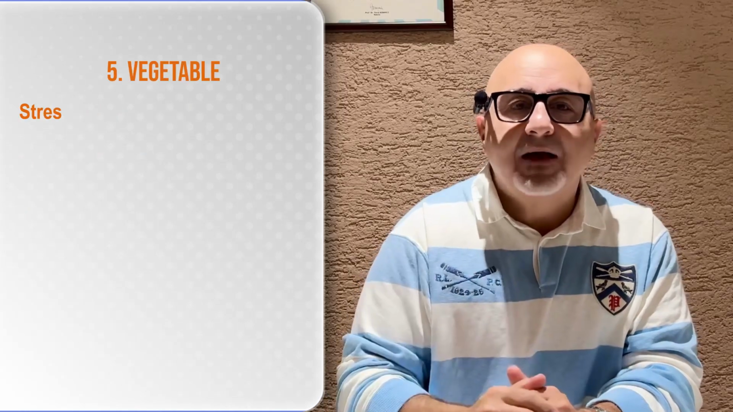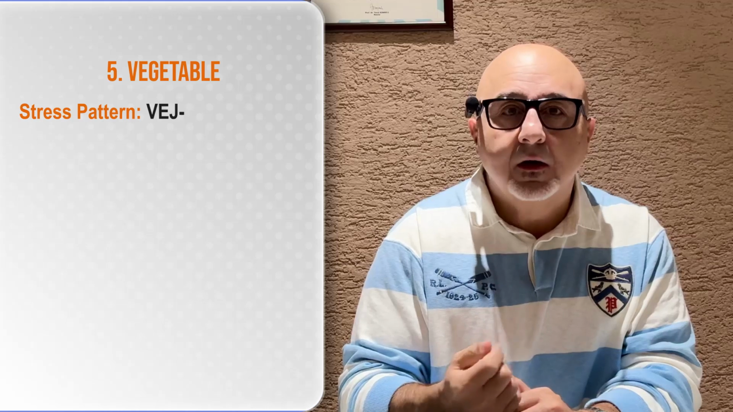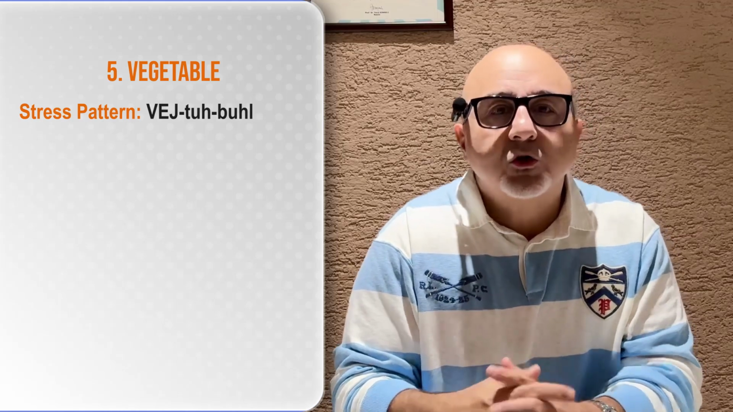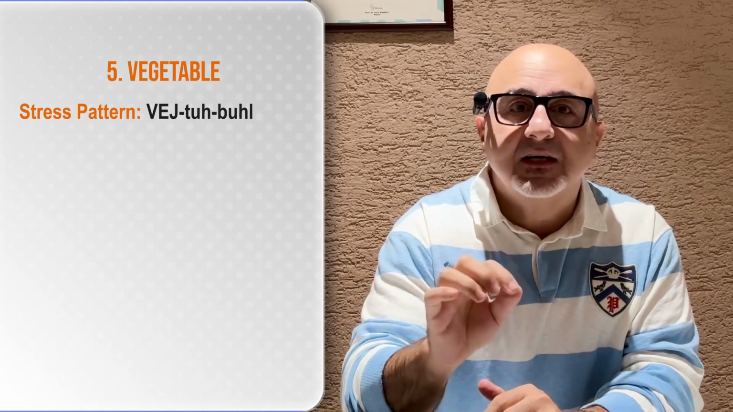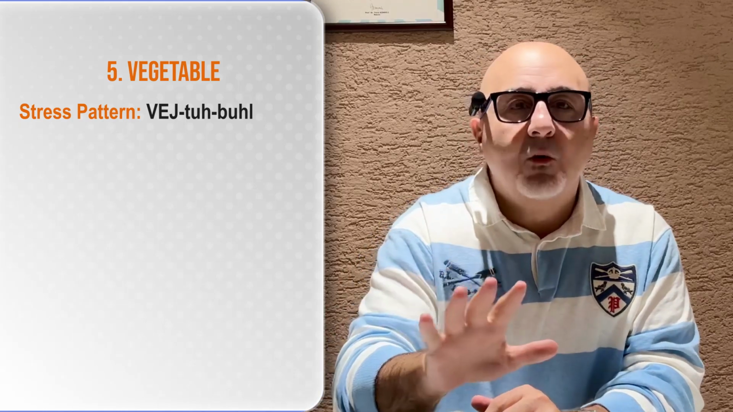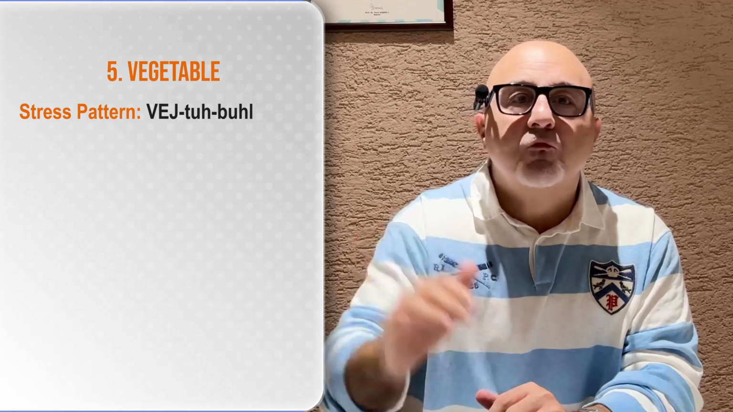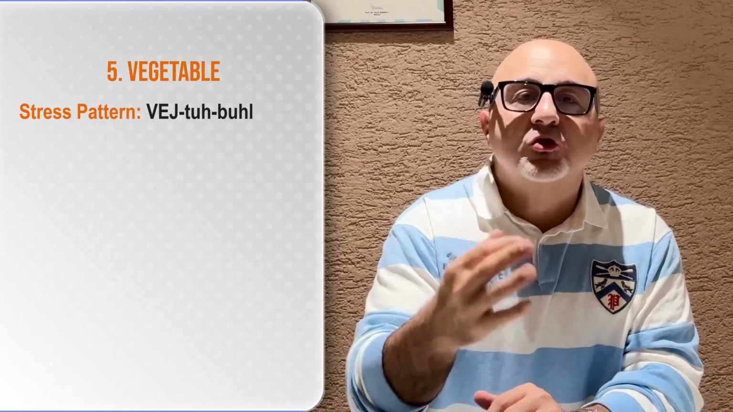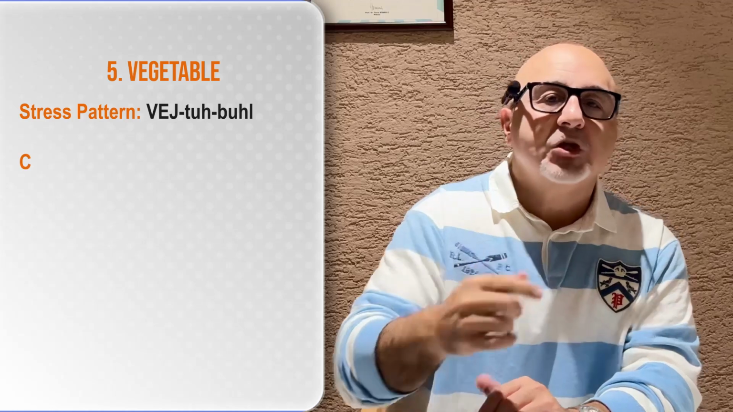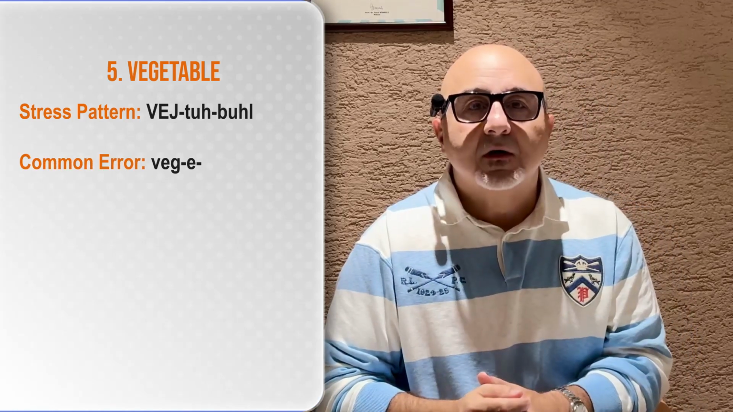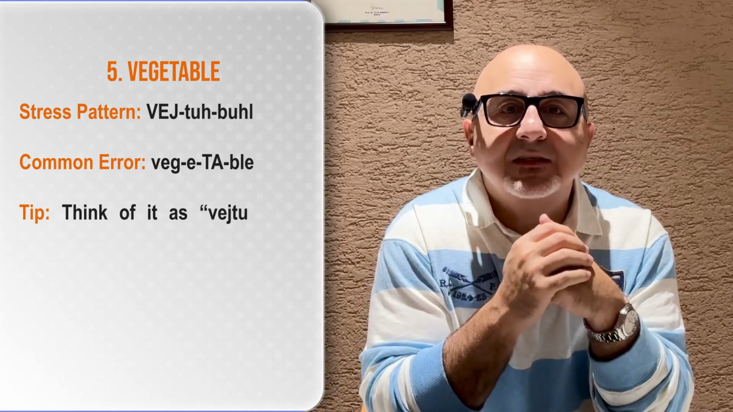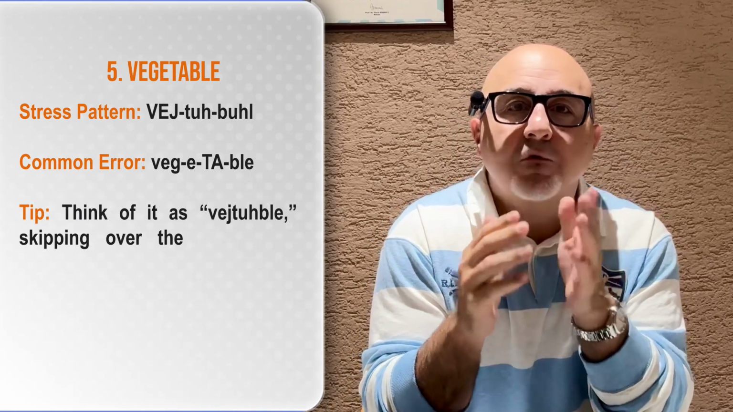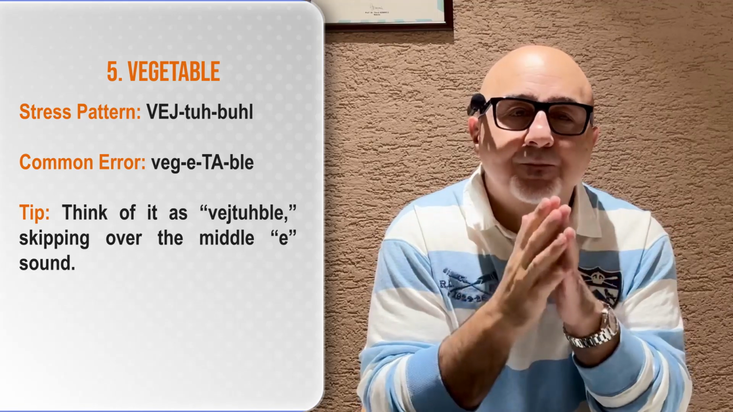Number five, vegetable. Stress pattern: veg-ta-bull. Learners often try to pronounce all four syllables. However, us native speakers reduce it into three, with the stress on the first. Common error: veg-e-ta-ble. Tip: think of it as veg-ta-ble, skipping over the middle E sound.